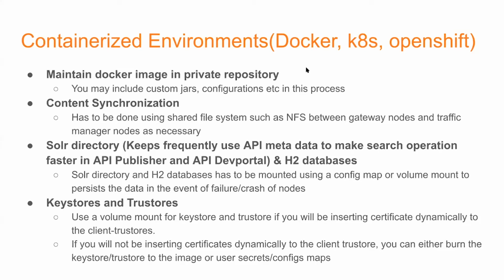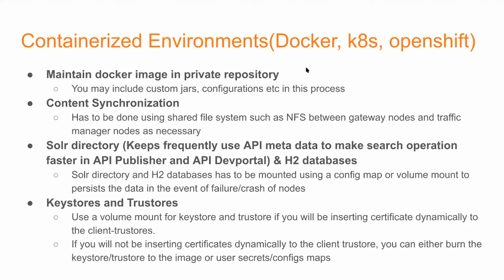The second fact is content synchronization. This is the same as what we talked about in VM mode. We have to use a shared file system such as NFS in containerized environments as well. And we have to use volume mounts to persist data in the Solr directory and the H2 databases. The Solr directory contains the frequently used API metadata to make API search faster in API Store and API Publisher. And also H2 databases are used to keep the node specific details and some of the data in the file system. So this data needs to be persisted. Hence, for this, we have to use volume mounts.